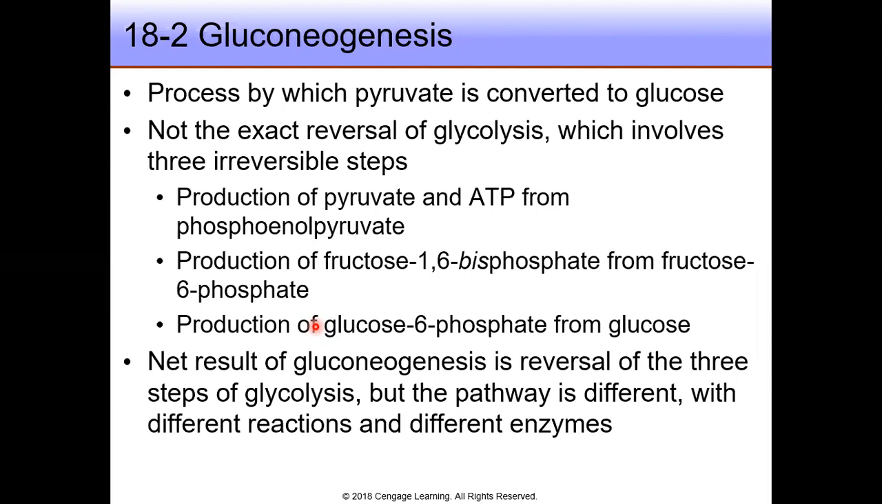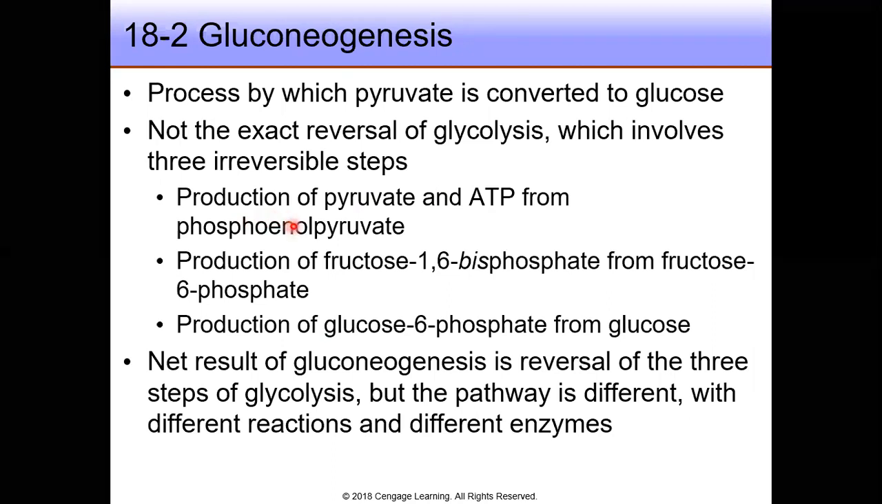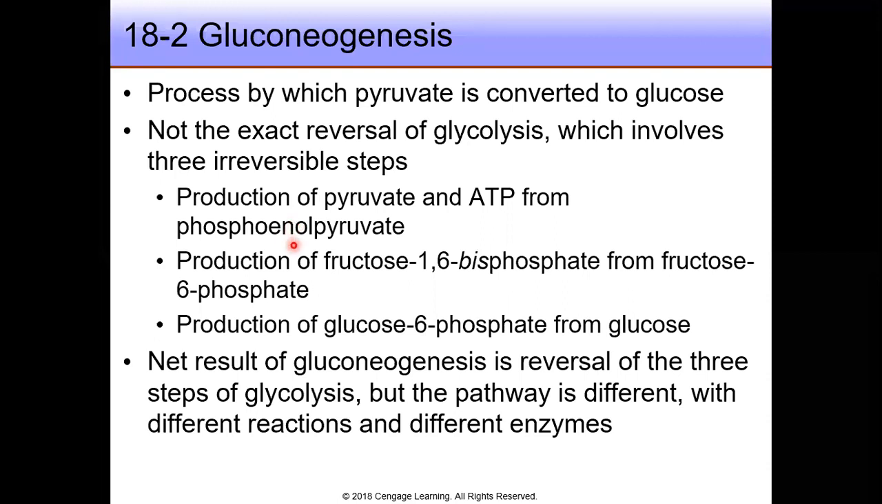Remember that in glycolysis we have 10 reactions. 7 of them are reversible. It's okay, the same enzymes are used in both processes, but steps 1, 3, and 10 are irreversible, and these require new enzymes. So in order for gluconeogenesis to occur, we must reverse these 3 steps. You remember step 1, step 3, and step 10.